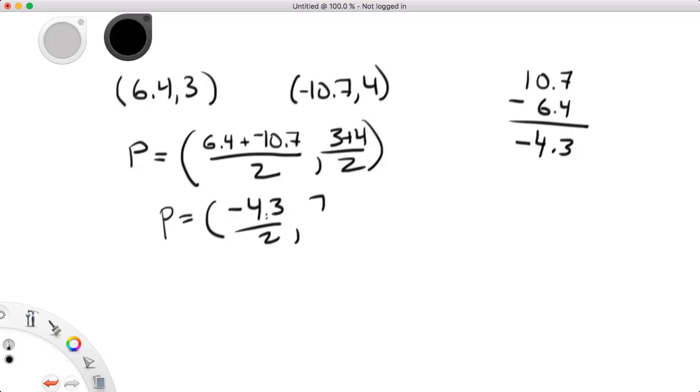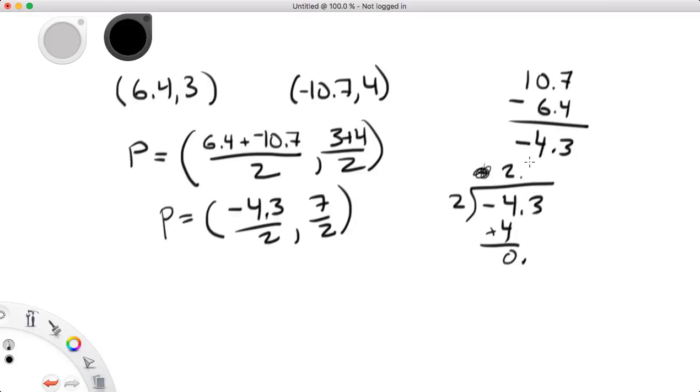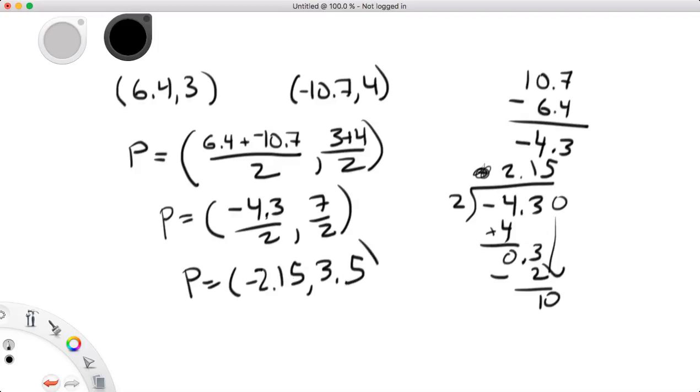Okay? 6.4 plus -10.7. What I'm going to do is 10.7 minus 6.4 because they're signed differently. This is going to be 3, there's going to be a point here, and this is going to be 4. But it's going to be -4.3 because even though I did this minus this, -10.7 is bigger. The absolute value of 10.7 is bigger than 6.4. So I'm going to give it the sign of the number with the greater absolute value. So that's -4.3 over 2, comma, 7 over 2. Okay, -4.3 divided by 2.